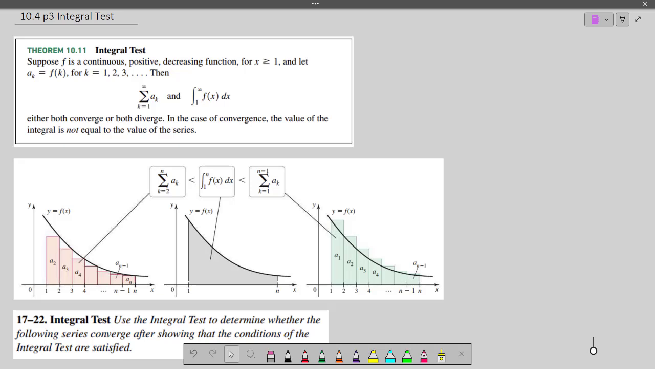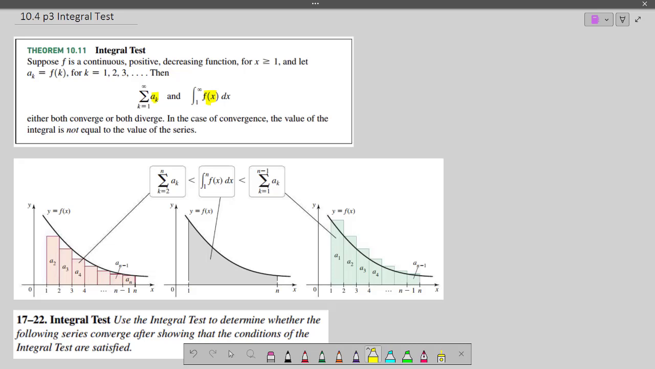So what we're going to do is assume that we have this infinite series, and we're going to correlate it to this improper integral. So if this series starts at 1, we're going to start our improper integral at 1. So those are going to match. And the f of x is just the a sub k. It is whatever that function is right there. So these are going to be the same thing. It's just that we use an x instead of a k. So if this is 1 over k, that's 1 over x.